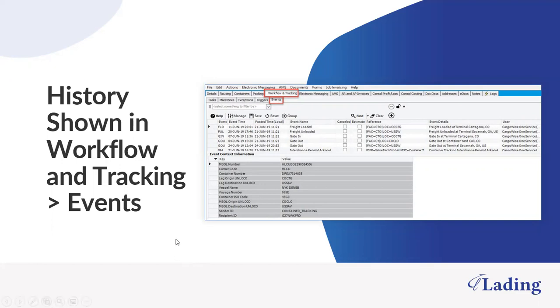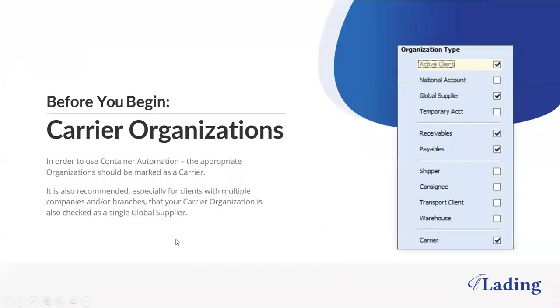So what do you need to do to set this up? First and foremost, you have to have good carrier organizations. Make sure all your carriers are in there and they're all marked as a carrier. It's not a bad idea, if you've got multiple companies or branches, to also mark them as a global supplier.